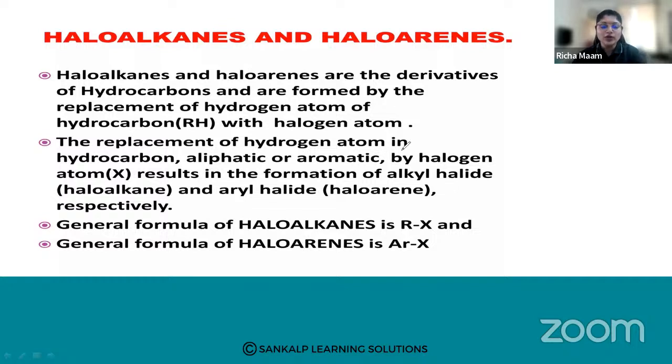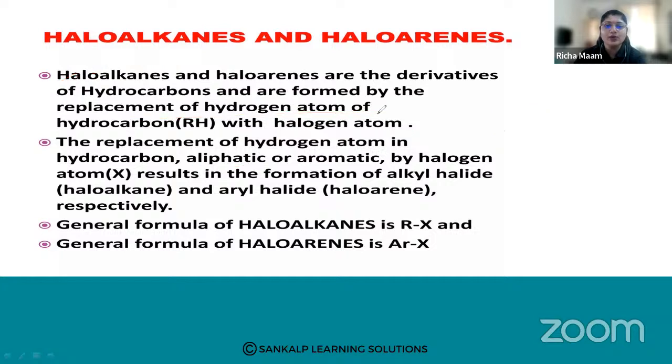So what are haloalkanes? Haloalkanes are called alkyl halides, and these are the halogen derivatives of aliphatic hydrocarbons in which one or more hydrogen atoms are replaced by a halogen atom. Here the halogen atom is attached to a carbon that is sp3 hybridized. So, understood what are haloalkanes? Did you understand what I said?